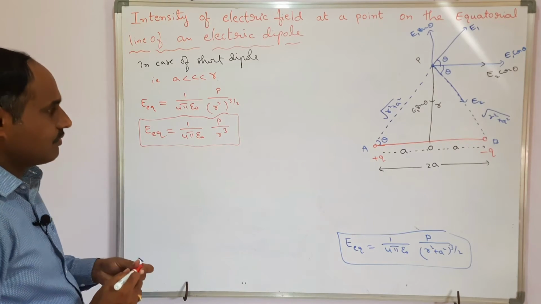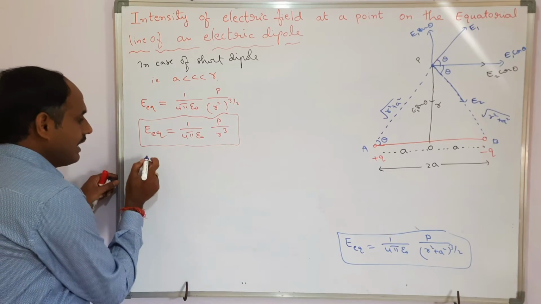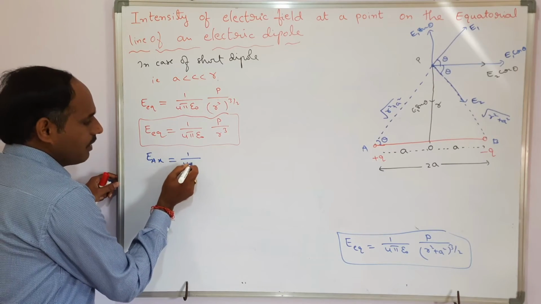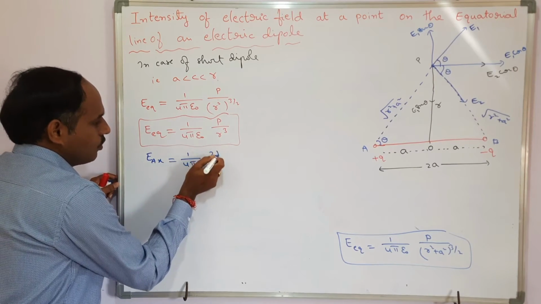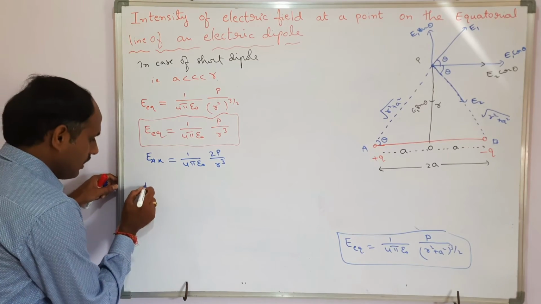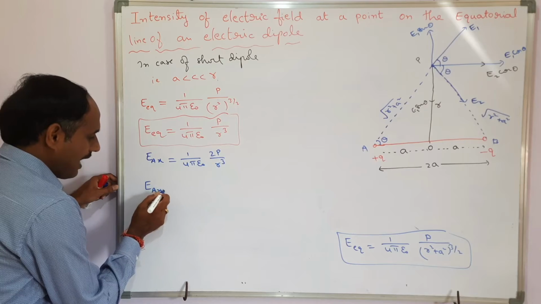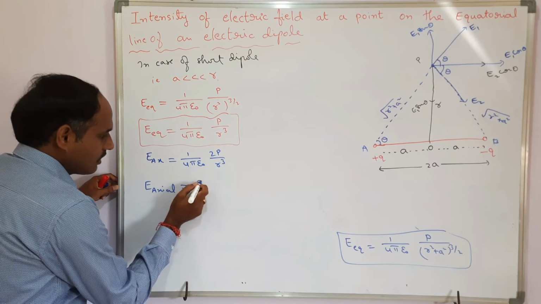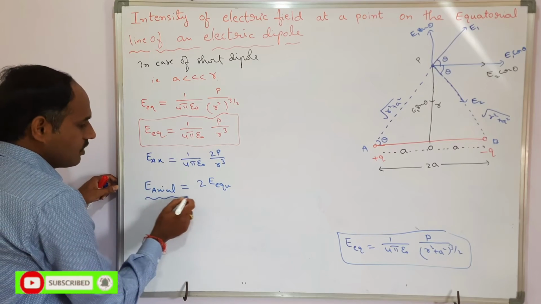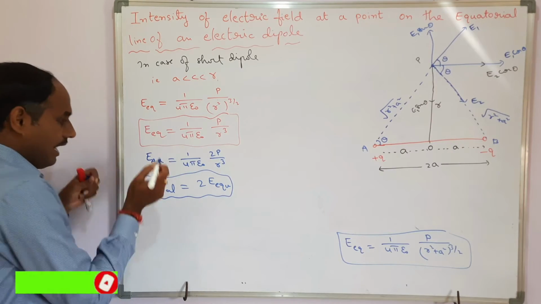If you remember, in the last video we derived the expression for E on axial line in the case of short dipole. We got 1 by 4 pi epsilon 2P by r cube. So by using these two, can I give the relation between E on axial line and equatorial line as 2 times of E on equatorial line is equal to E on axial line.